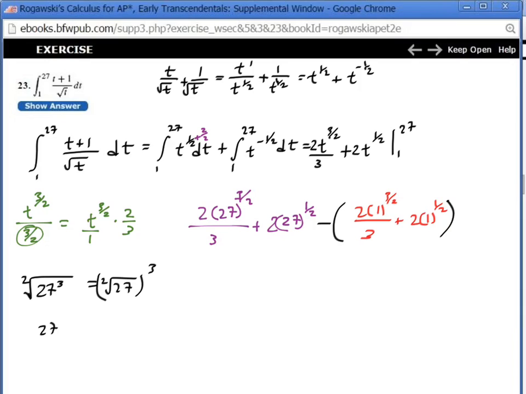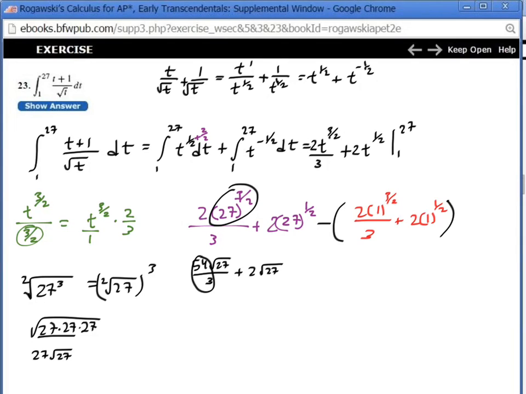Instead, I'm going to say it's 27 times 27 times 27, and I'm trying to take the square root of that. Well, this is a perfect square if I just go 27 times 27, so I'm going to take one 27 out and leave one 27 in there. So that simplifies to 27 radical 27. And 2 times 27 is 54. So I get 54 radical 27 divided by 3 plus 2 times square root of 27.